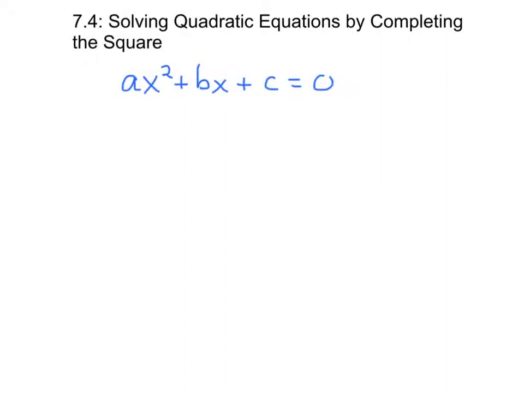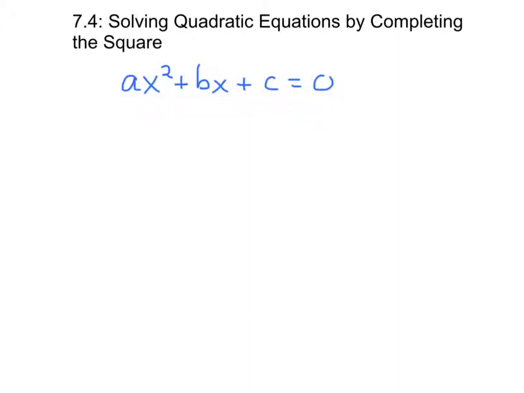In section 7.4, I'm going to explain how you can solve quadratic equations by completing the square. Now, a quadratic equation is any equation that's in the form ax squared plus bx plus c equals 0. So this right here is the general form of a quadratic equation.